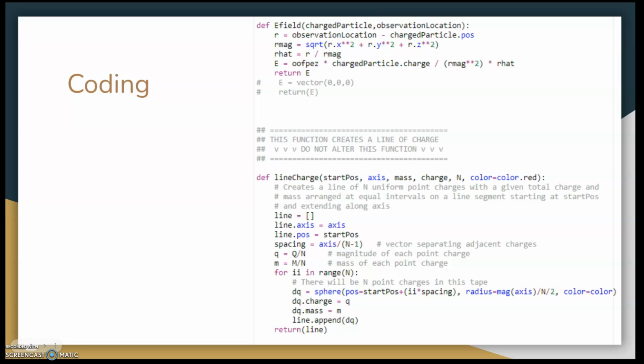So here's some of the coding, like for E field, I found the R vector with observation location minus charge particle position, R magnitude, the square root of the X, Y, and Z variables squared, R hat, R vector over magnitude, and the new E, which is 1 over 4 pi epsilon 0 times the charged particle Q over the magnitude of the position times the unit vector r hat. And then the bottom part is the line. It creates the line of charge. Most of this was already given in the starter code.